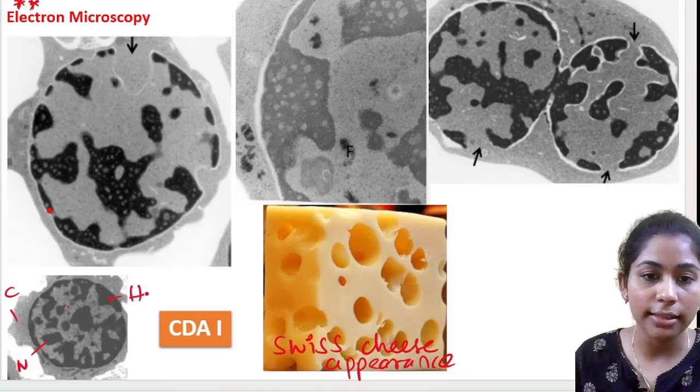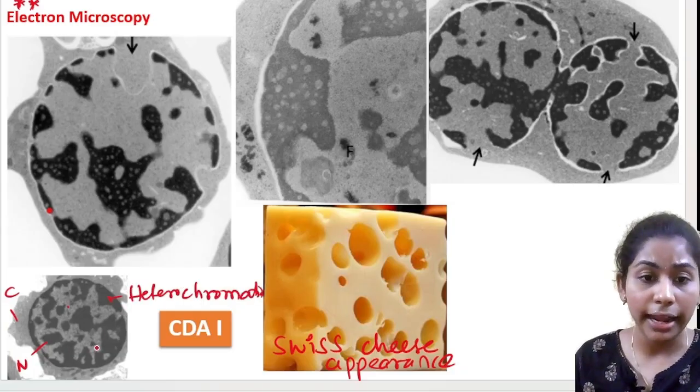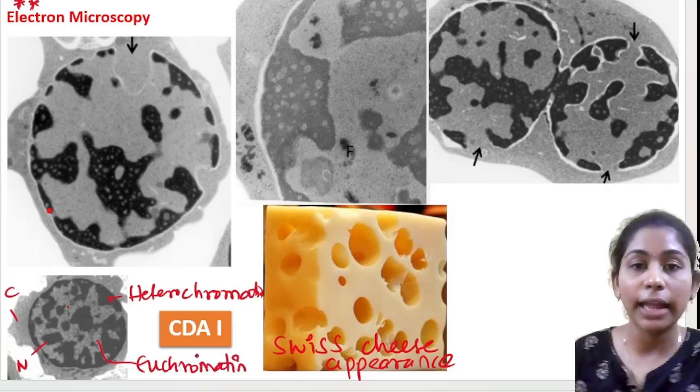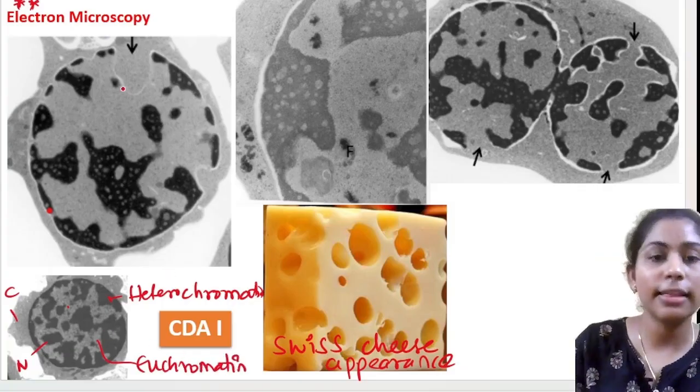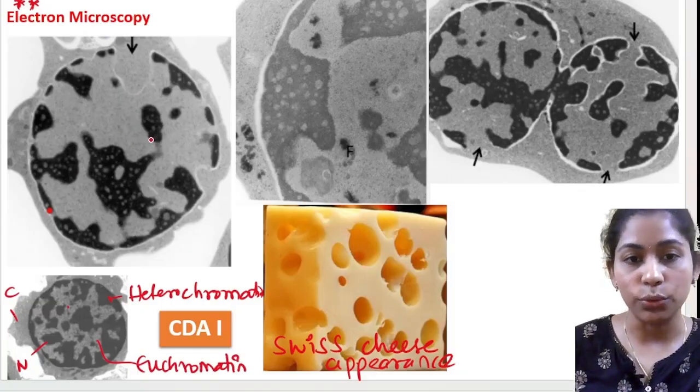The darker areas are nothing but heterochromatin. We all know heterochromatin is inactive chromatin, so it will clump and look dark. The lighter areas are euchromatin, which is actively dividing, so it looks pale, right? But this is the CDA type 1 bone marrow erythroid precursor. Can you see the darker areas are reduced, right?